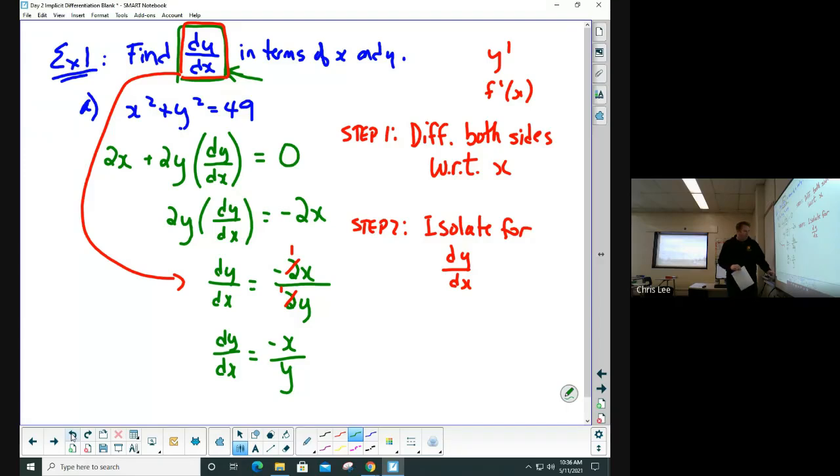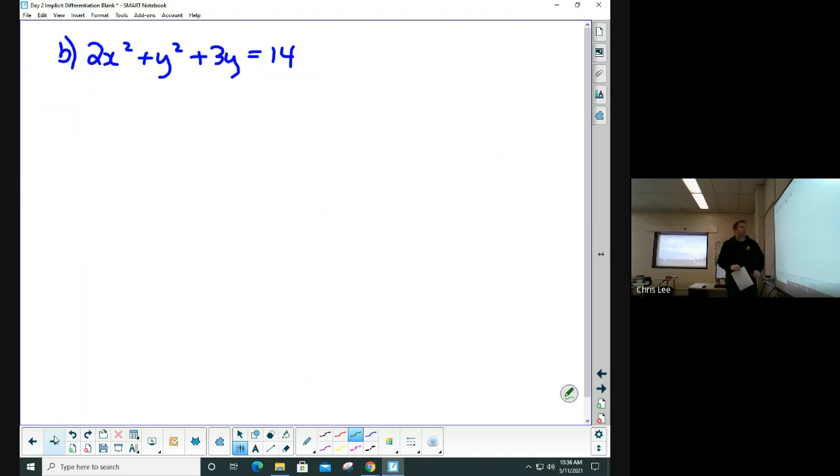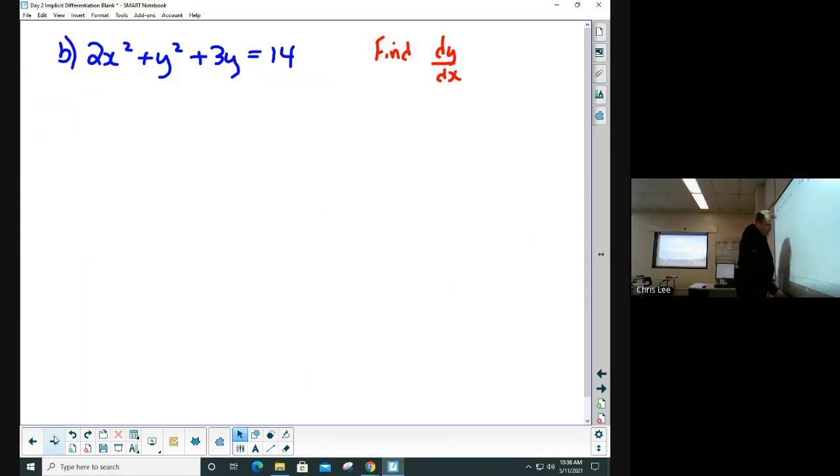Okay, so let's try another one. Remember, we're solving for dy by dx. We are differentiating the y equation with respect to x. All right, would someone like to then walk through this with me? Oh, we have a hand up first.